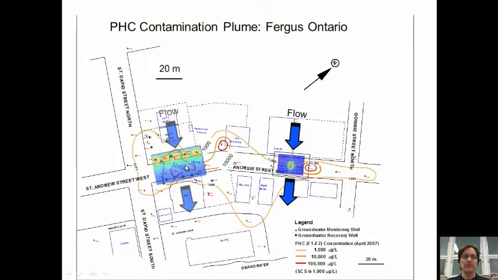A bit later on, the plan was to inject oxygen or different enhancing agents, including persulfate, in several injection wells along here. This was another site. We'll focus on this single injection well for now.